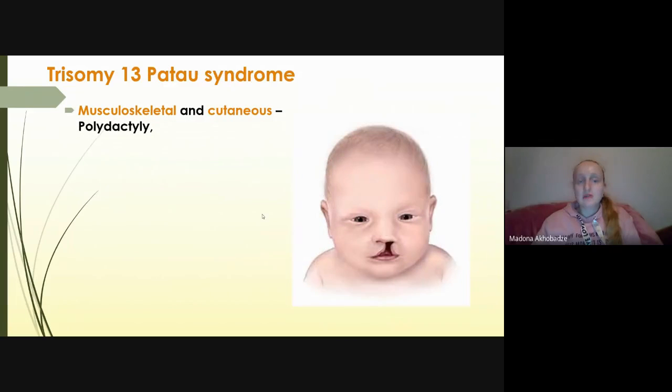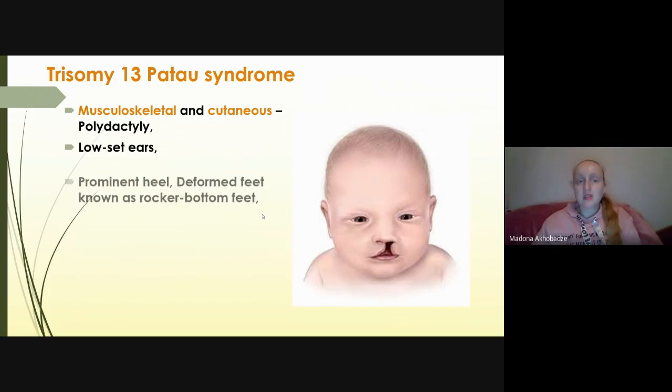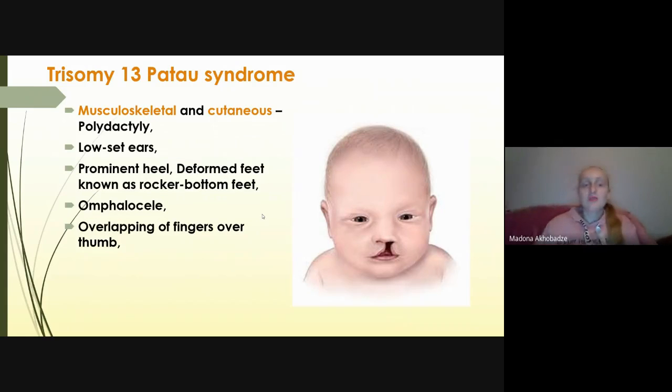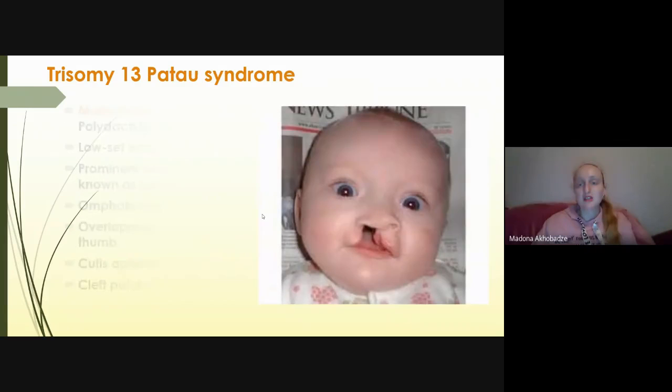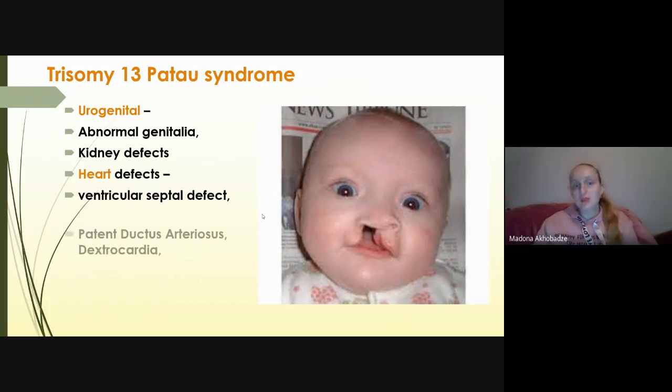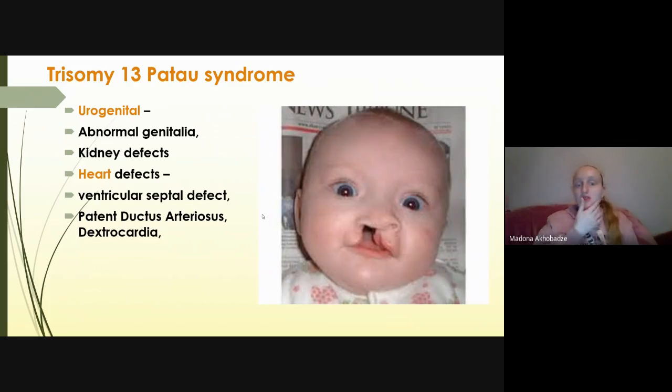Musculoskeletal and cutaneous features include polydactyly, low set ears, prominent heels, omphalocele, overlapping fingers over the thumb, cutis aplasia, and cleft palate, and these are all the features of Patau syndrome. Urogenital ones include abnormal genitalia and kidney defects, and heart defects include ventricular septal defect and patent ductus arteriosus.